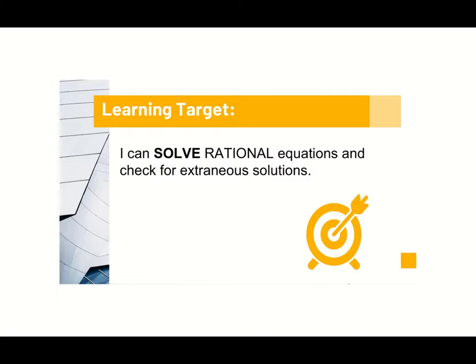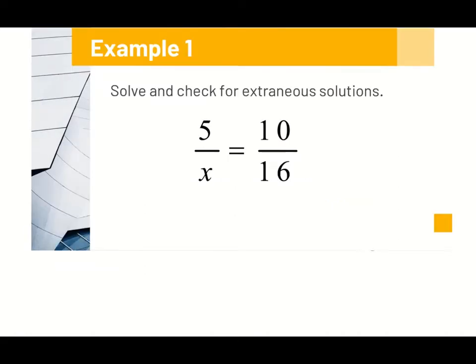So the goal of all this is to be able to solve rational equations and be able to check to see if those solutions are extraneous or not. So we're looking to solve and check for extraneous solutions, and this is a standard proportion. You saw this in Algebra 1, you saw this in geometry, solving by cross multiplying. But why are we solving by cross multiplying?